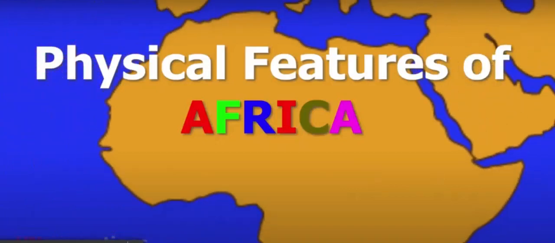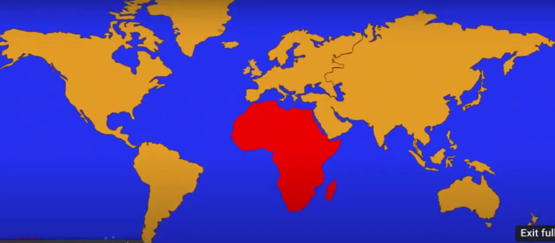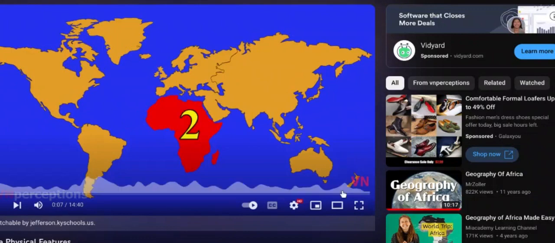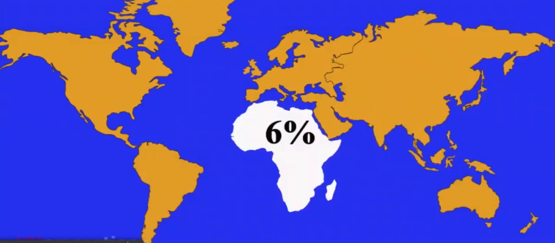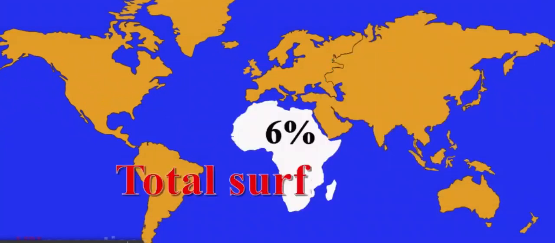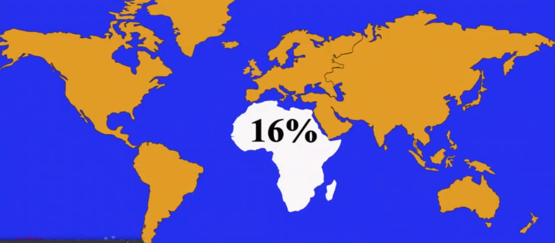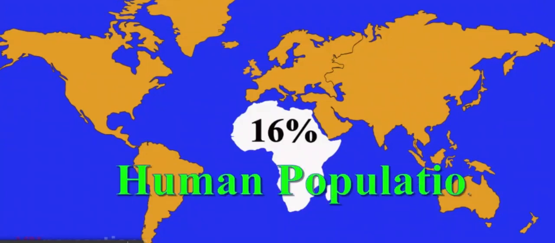We shall learn the physical features of Africa. Well, Africa is the second largest and the second most populous continent in the world. It covers 6% of Earth's total surface area and it accounts for about 16% of the world's human population.